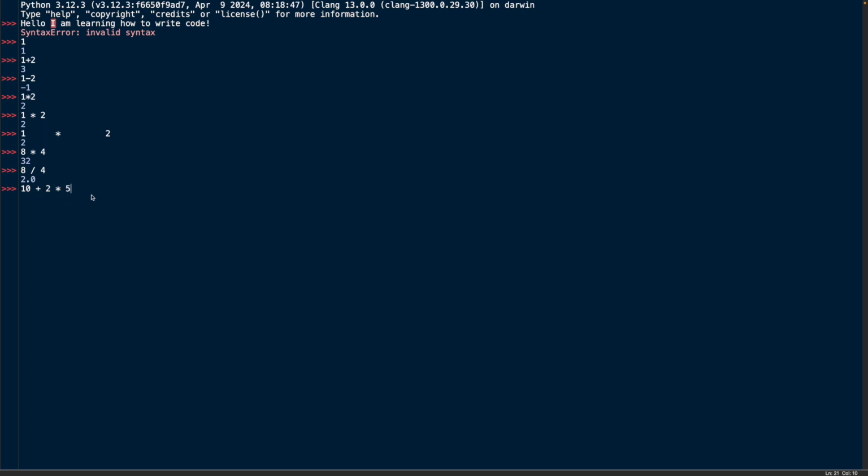If you remember from math class, we always do multiplication before addition. So if Python follows the same rules, we would think that the answer would be 20. And it looks like it does.